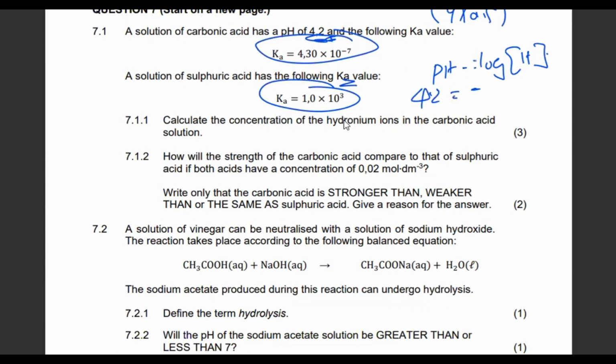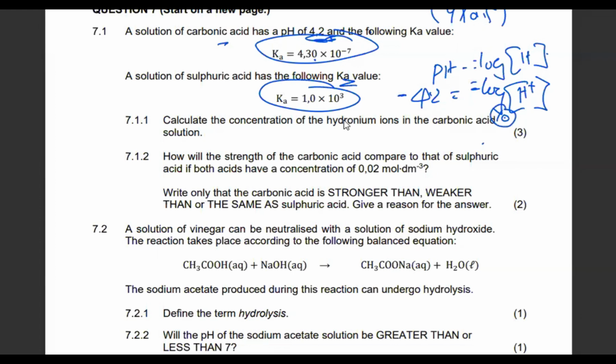4.2 is equal to negative log of the concentration of this, which is carbonic acid. Remember, this is base 10. So if it's base 10, the concentration of this is equal to 10 to the power negative 4, because it's negative log. Therefore, 10 to the power of this.